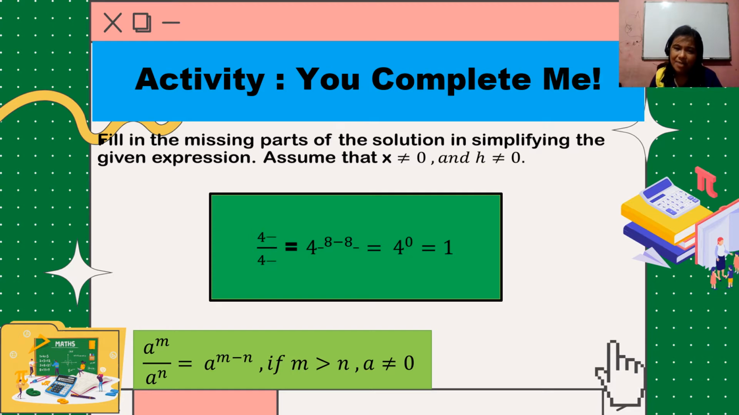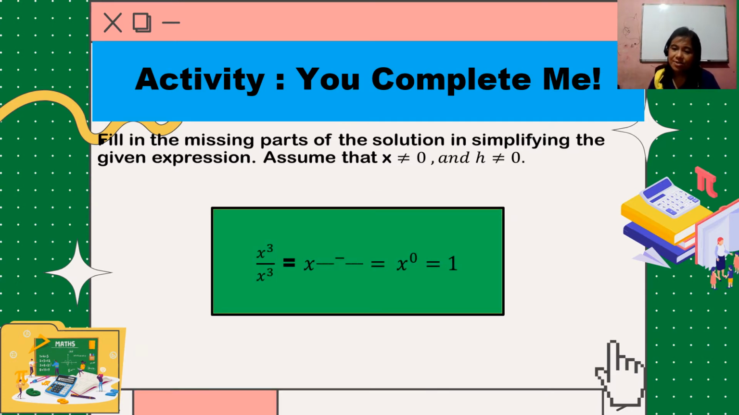Hindi kaya ni ma'am na magsulat ng maganda dito. Okay? Tingnan natin kung kaya natin. Okay? Hindi kaya. So, yun. Basta, makikita mo naman, di ba? Makikita mo naman na yung second step is naging 8 minus 8 na siya. Here. 8 minus 8. So, most probably, 8 yung nandyan, 8 pa din yung nandito. Okay? Tapos, 8 minus 8. So, ayan. Meron tayong 4 raised to 0. Okay? So, kanina, naging equal to 1 siya. Ngayon naman, equal to 1 pa din siya. Okay? Observe lang muna.